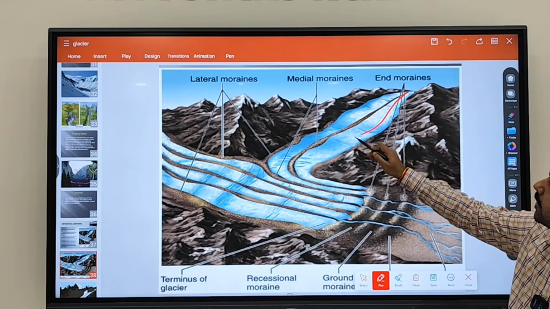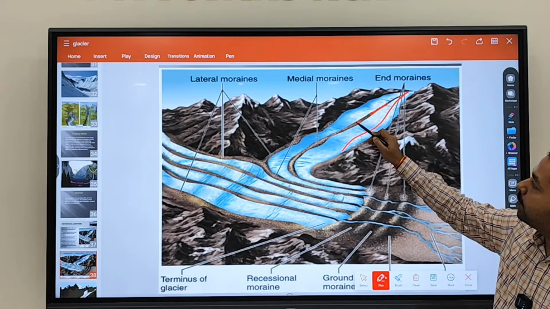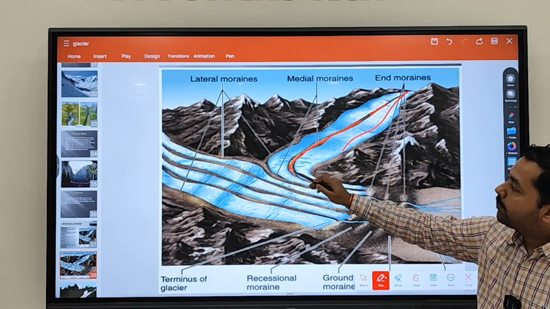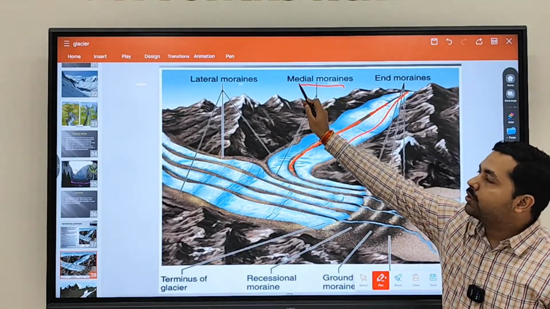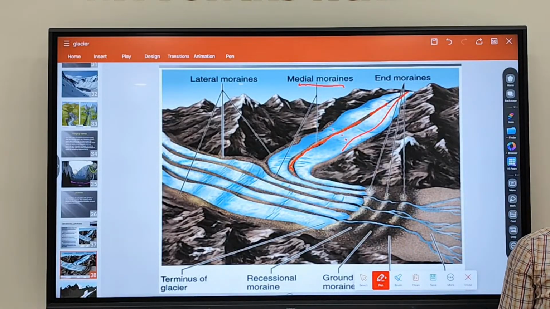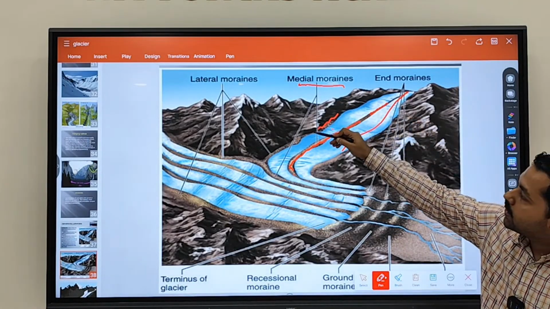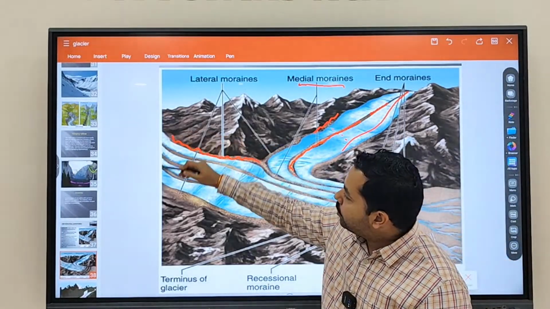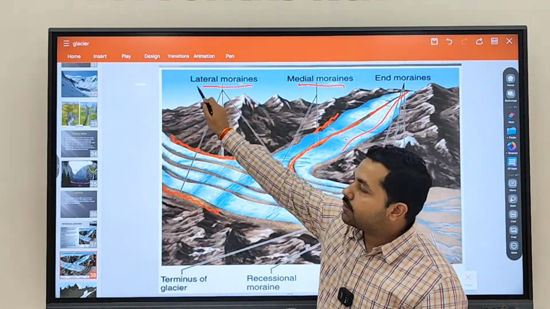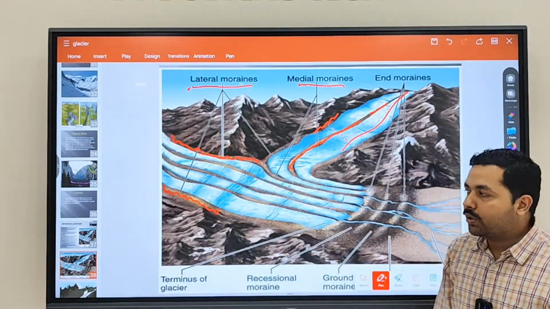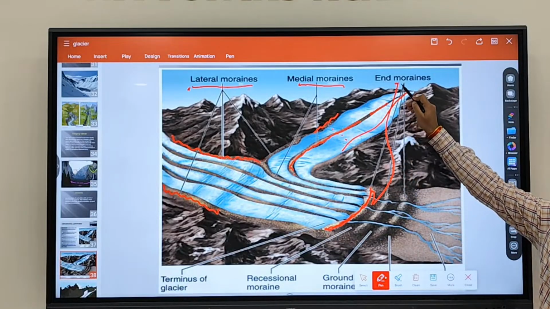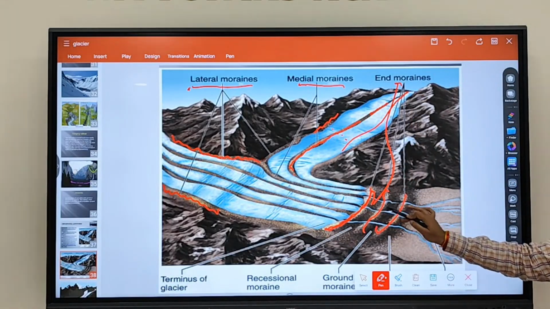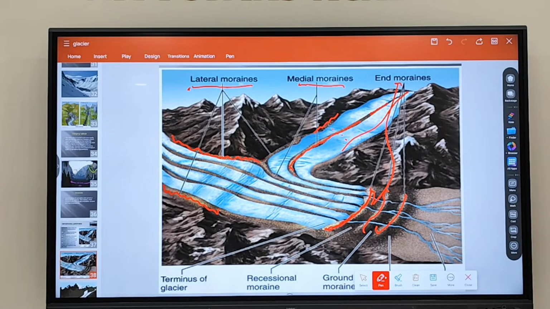So we discussed, when glaciers are moving down, what will happen? Glacier will erode the material, and when this eroded material is deposited at the center, then it is going to be called which type of moraine? Medial moraine. When eroded materials are deposited at the edges, it is going to be called which moraine? Lateral moraines. And at the end, when the glacier is depositing, it is going to be called which type of moraine? End moraine. At the end, when glaciers are depositing these eroded materials, it is going to be called an end moraine.